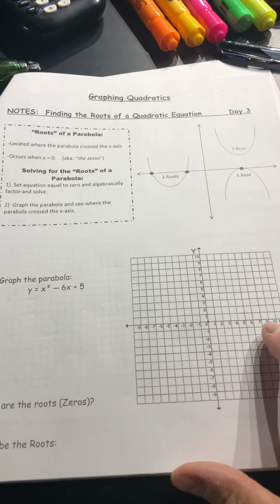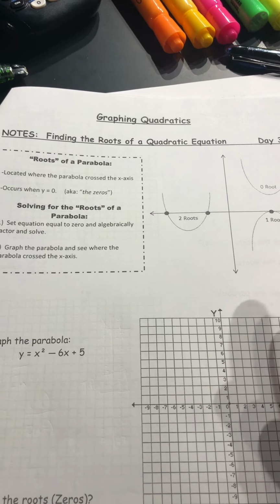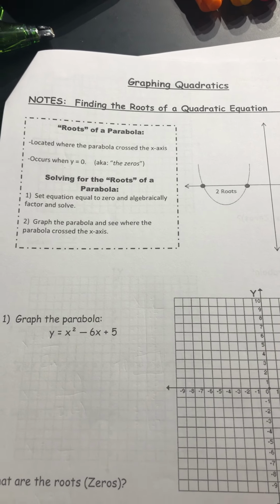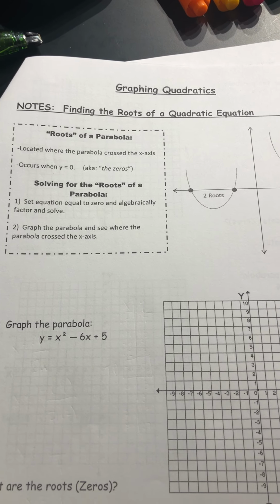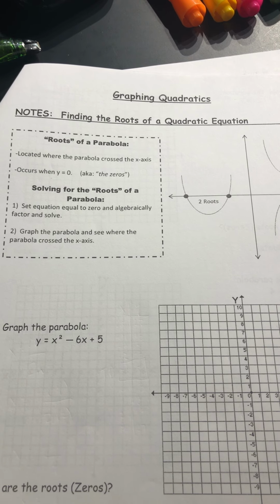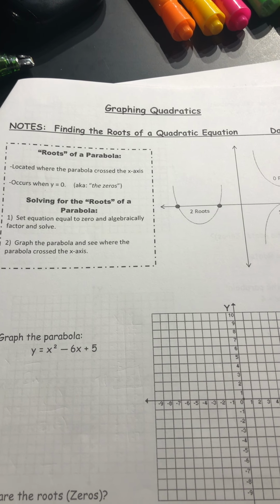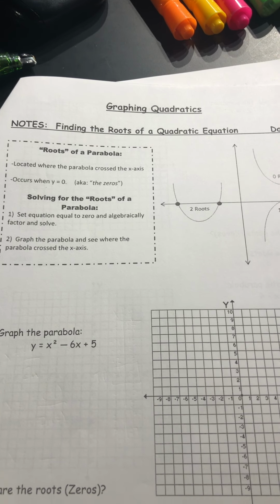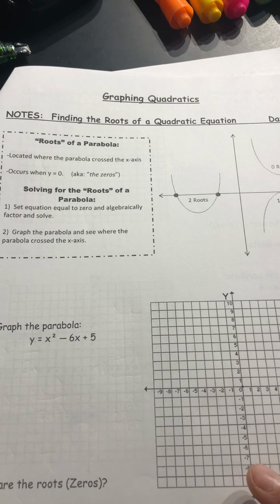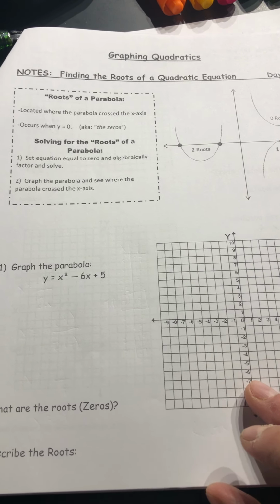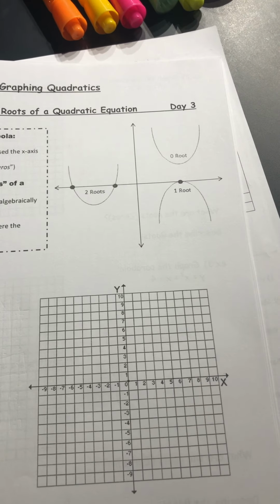We're going to continue our discussion with quadratics and talk even more in detail about our roots. Today, our roots are where the parabola crosses the x-axis, and that occurs when y is equal to 0. That's why they're also known as the zeros. To solve for the roots of the parabola, set the equation equal to 0 and then get your zeros.